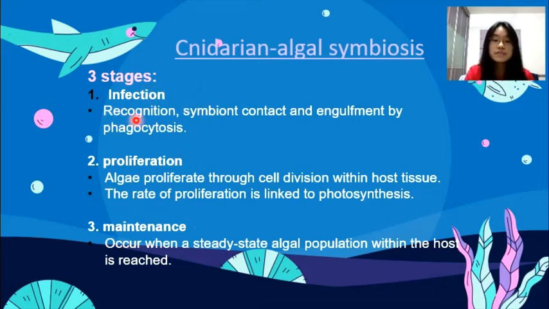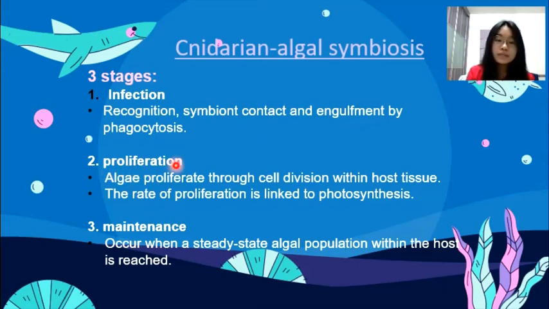The first step comes to recognition, where both cells will first recognize each other and go with an initial contact, and the host cells will engulf the algal cells by phagocytosis. Another step is the sorting. They will start to sort the non-photosynthetic objects, such as food particles, out of the cells.